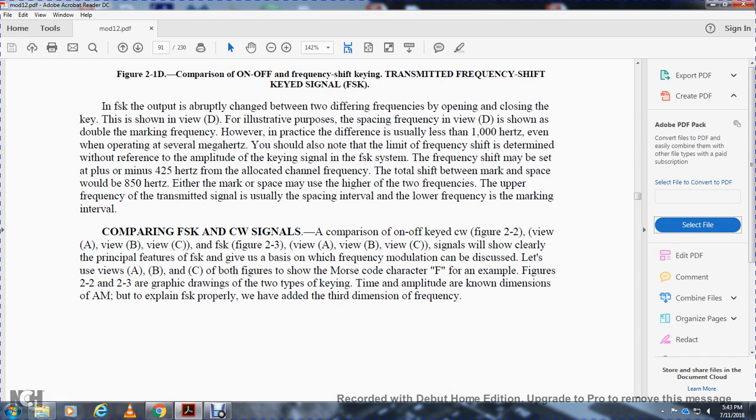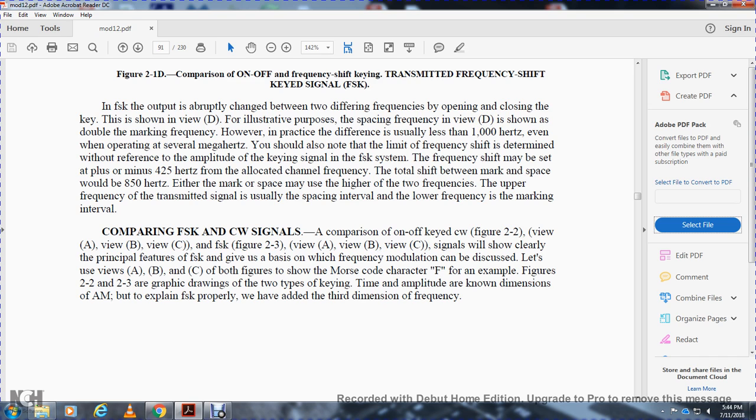Alright, comparing frequency shift keying with a continuous wave signal. The comparison with the on and off keyed continuous wave is in figure 2-2, views A, B, and C, and frequency shift keying in figure 2-3, views A, B, and C. These signals show the principles for each, giving us a basis from which frequency modulation can be discussed. Let's use views A, B, and C of both figures to show the Morse code character F.